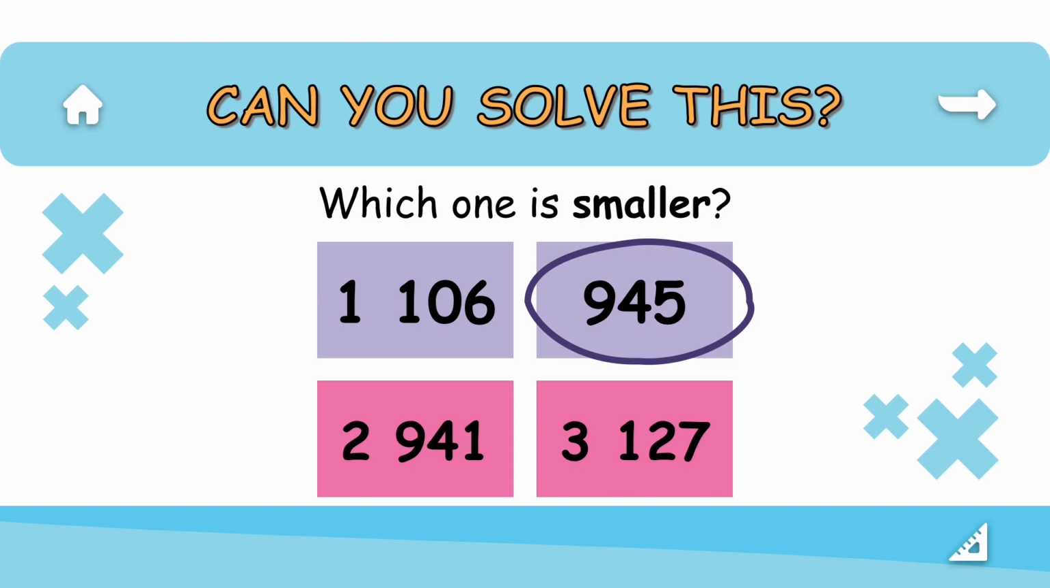The second pair, we have 2941 with 3127. For this one, both are made up of 4 digits. So we need to compare by looking at the place value. Let's look at the first place value, 1000. The first number is made up of 2 and the second number is made up of 3. So as we can see, if we compare 2 and 3, 2 is smaller than 3. So basically, we already know 2941 is smaller than 3127.